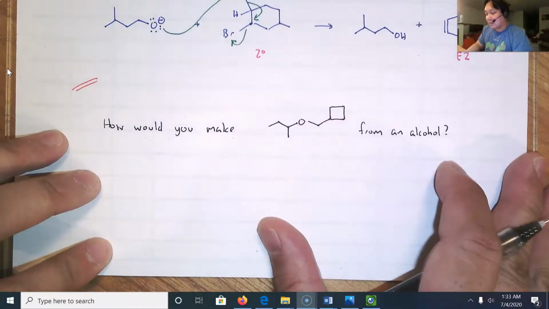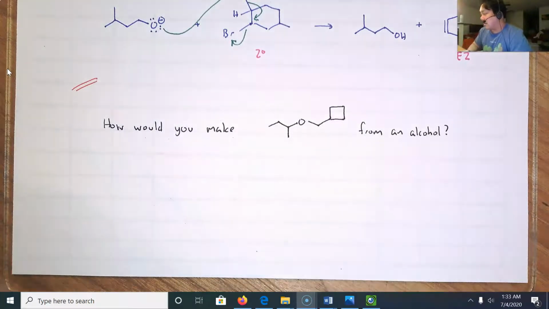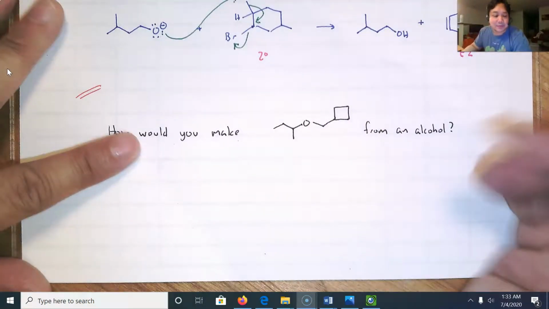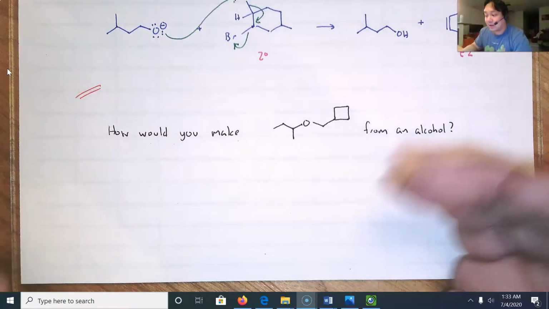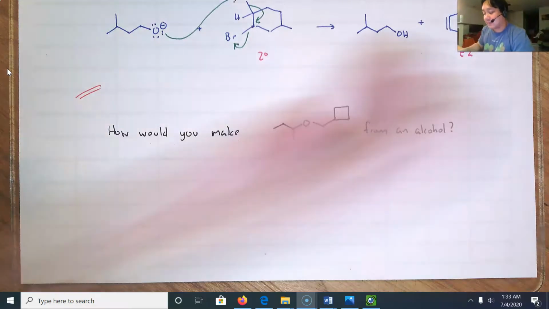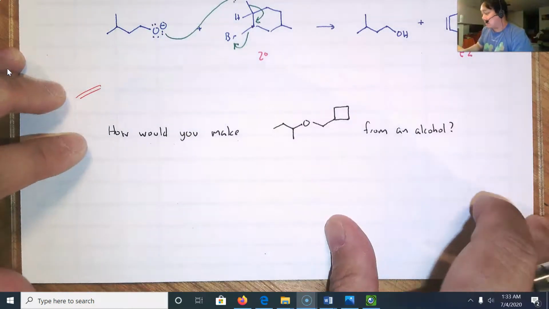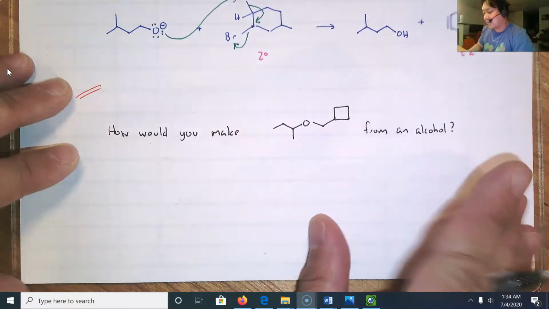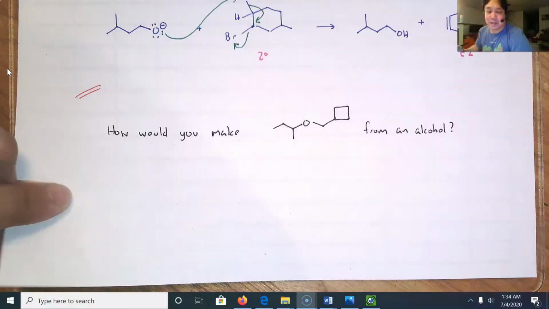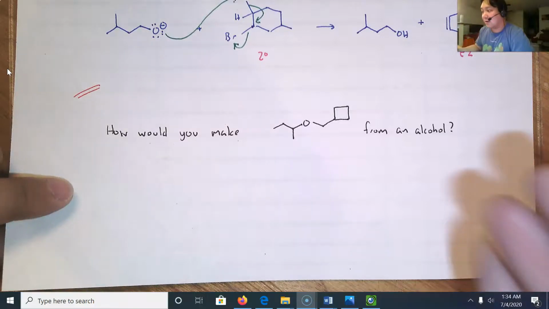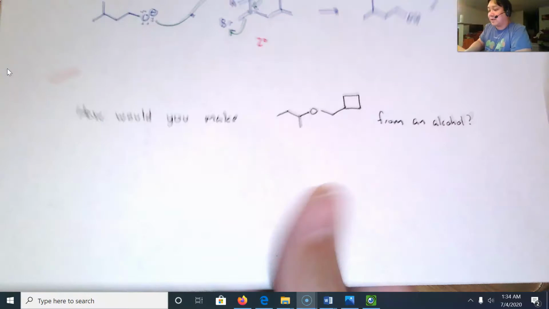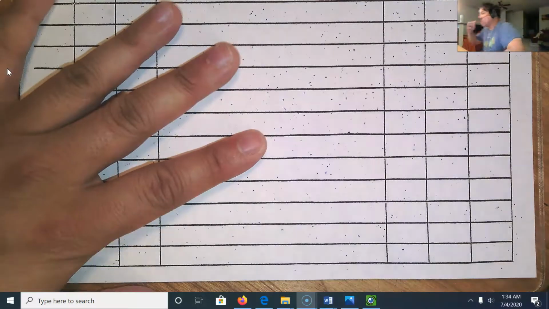All right. What else I want to talk about here? This is Williamson Ether Synthesis. At the beginning of the video, I said this was the preferred way to make an ether. There are other ways in the textbook to make an ether. Let me show you a couple of those, but for my class, if I ask you to make an ether, I would always expect you to do it via Williamson Ether Synthesis. All right, so let me show you other ways that are in the textbook.